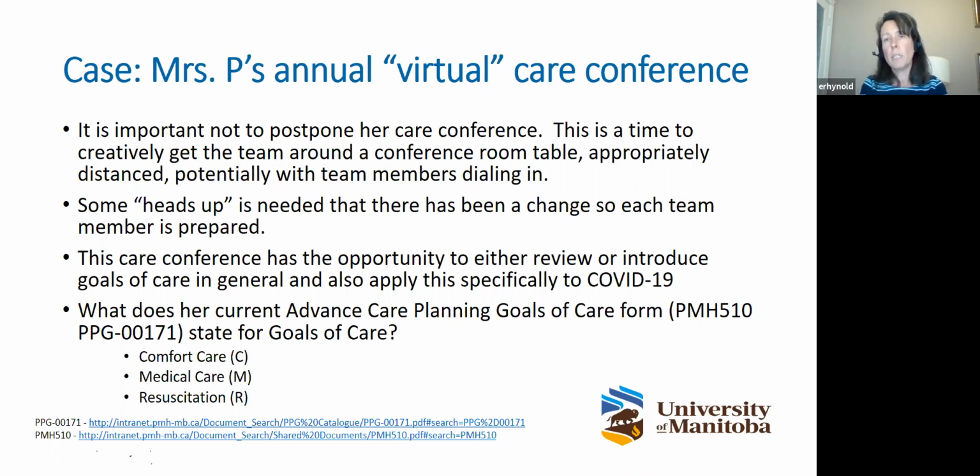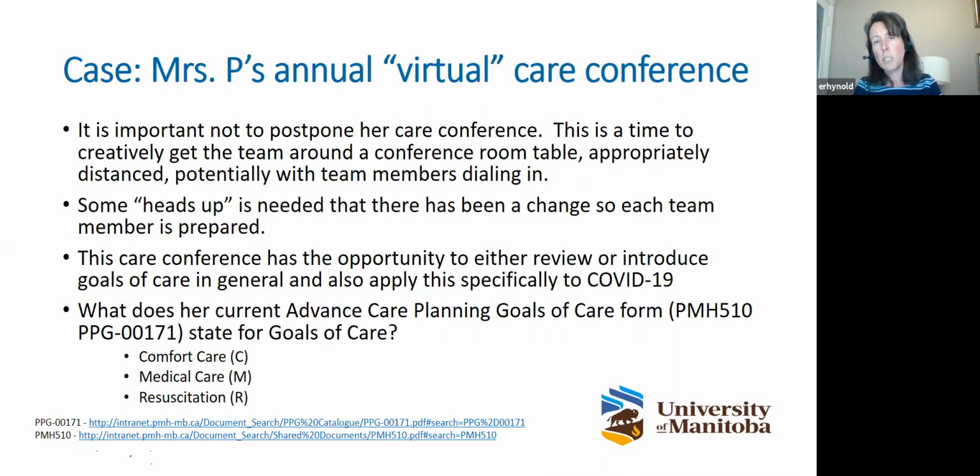Because the care conference is an opportunity to review those goals of care in general, and also apply some of the specific information to COVID-19. So just a reminder, in our personal care homes, the advanced care planning goals form is on the chart, and at a minimum is updated annually. And we use the terms comfort care, C, medical care, M, and resuscitation, R.